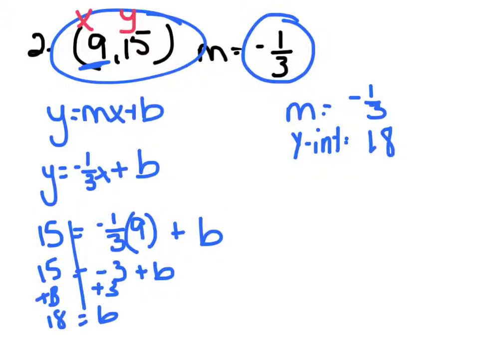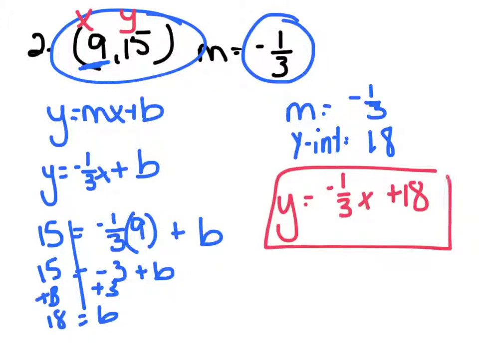All right, so now we know our slope and we know our y-intercept, so we should be able to write our equation. y is equal to negative 1/3 x, and our y-intercept plus 18, and that's it.